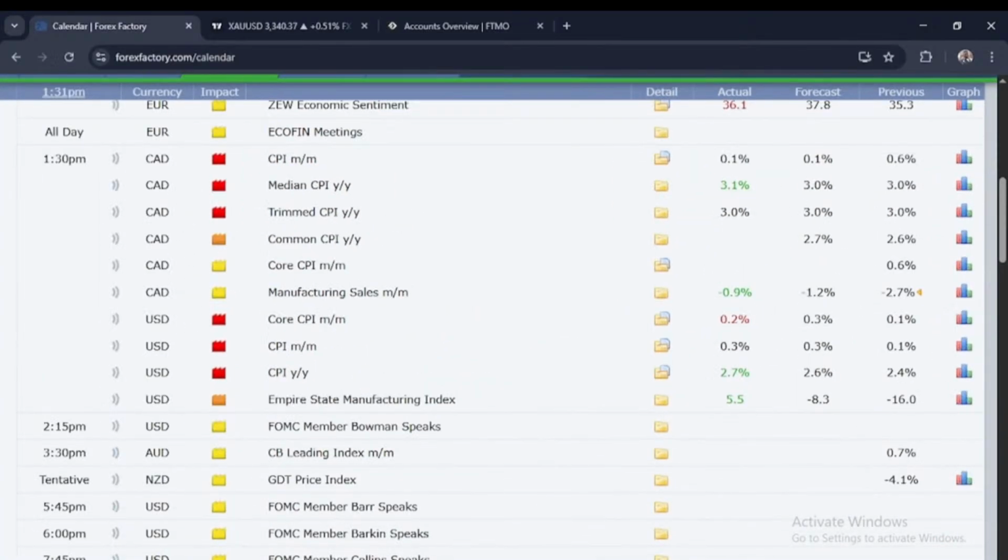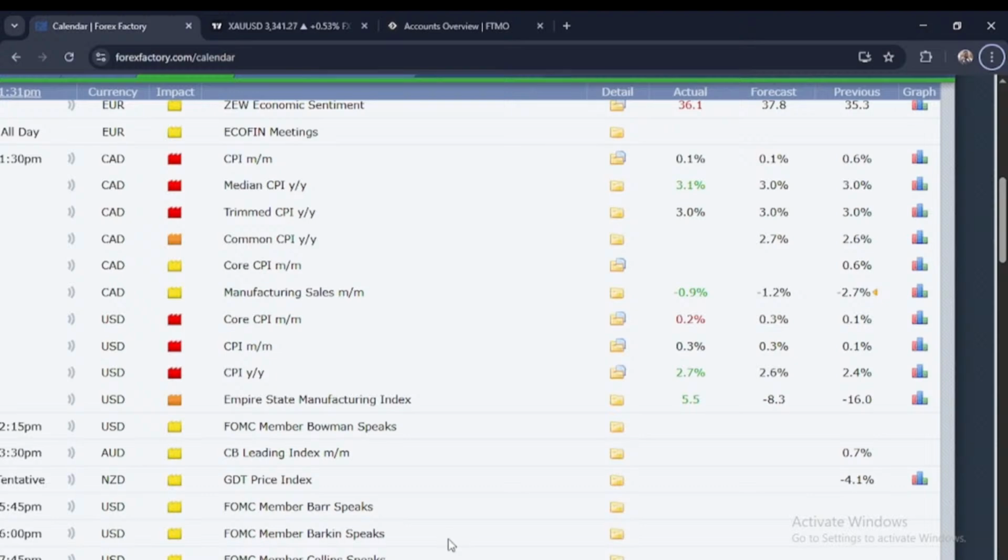What did we get? Everything coming out positive except the monthly CPI, but manufacturing sales was properly good. Yearly CPI was better, and the Empire State Manufacturing Index was beautiful. And this one that should have been negative was just there. So we had CPI yesterday come out as this.